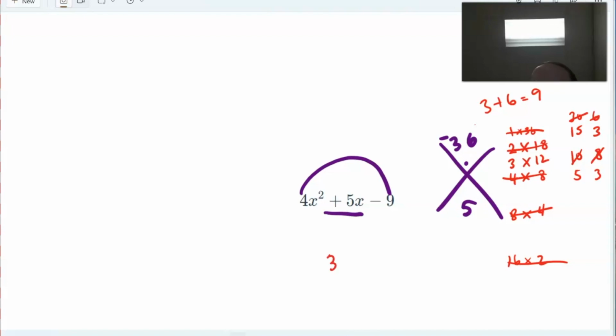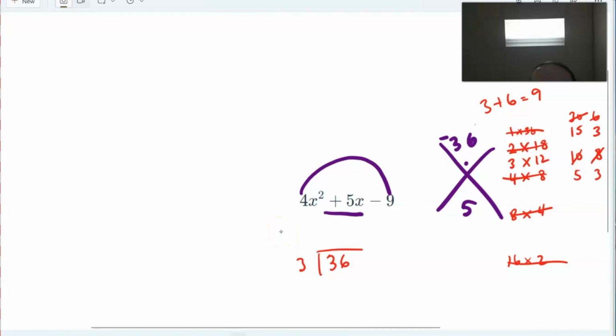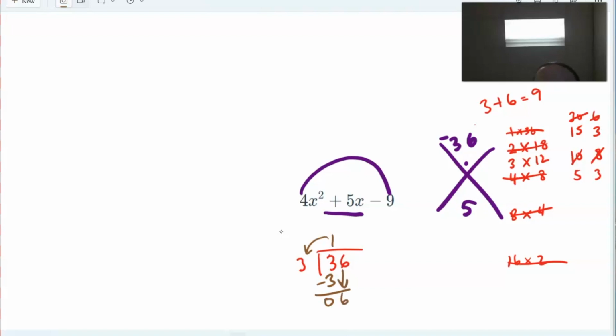All right, so we're looking for 3 into 36. I'm going to sing the song. First you divide, then multiply, then subtract. Bring it down. Then you sing it again. First you divide, then multiply, then subtract. Nothing to bring down, so I'm done. So 12. If you didn't know it was 12, you can do long division.